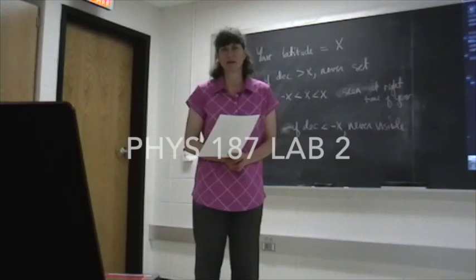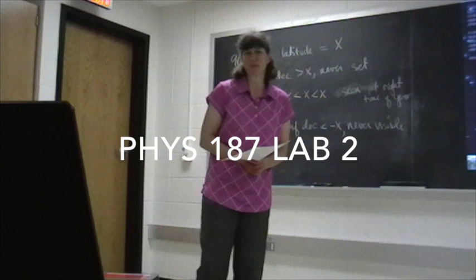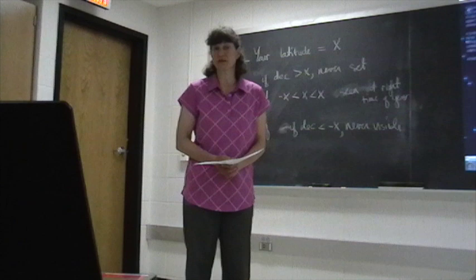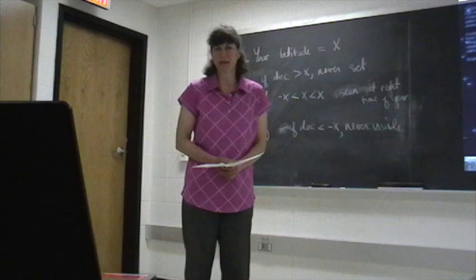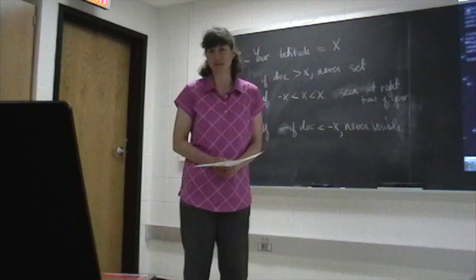Welcome to Lab 2 for Physics 187. In this lab, we will begin to examine the constellations in the sky. Our goal of this lab is going to be to look at a pattern of stars, and given that pattern, a sky map, and the specific location of those stars in the sky, be able to identify the constellation.